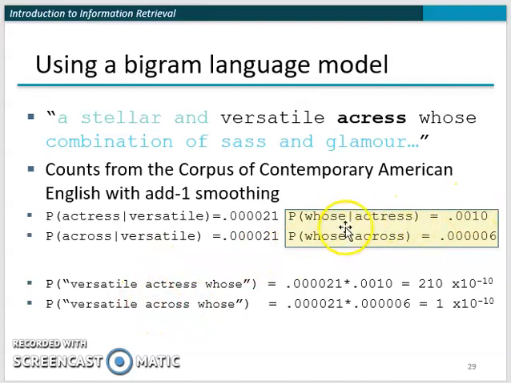So these are those two probabilities: across given versatile and whose given across. We can multiply these two probabilities to get the probability of versatile across whose. And then we have this other candidate, actress. So the bigrams would be actress given versatile and whose given actress, and we have probabilities for those as well. So now when we use the bigram language model, actress is the more probable word, and this is actually true.